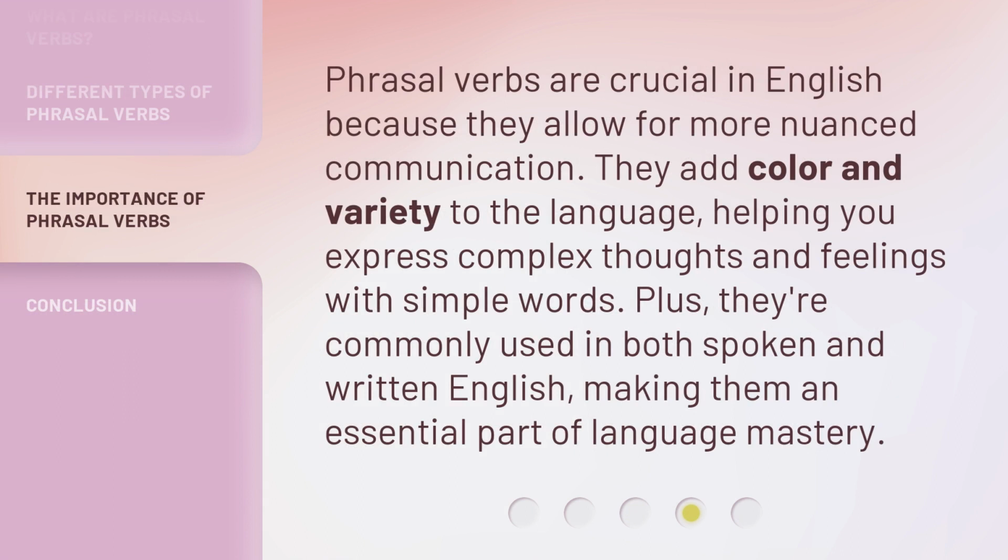Phrasal verbs are crucial in English because they allow for more nuanced communication. They add color and variety to the language, helping you express complex thoughts and feelings with simple words. Plus, they're commonly used in both spoken and written English, making them an essential part of language mastery.